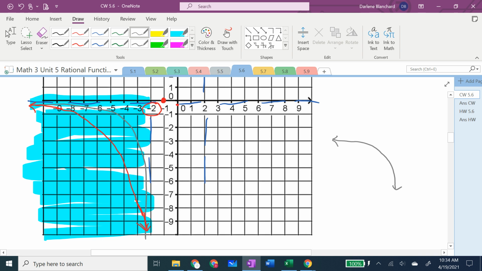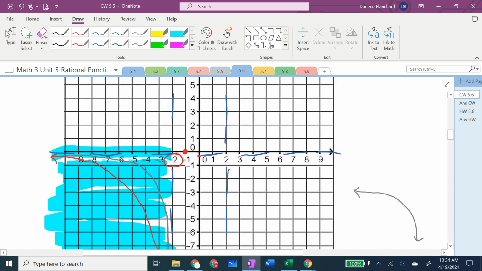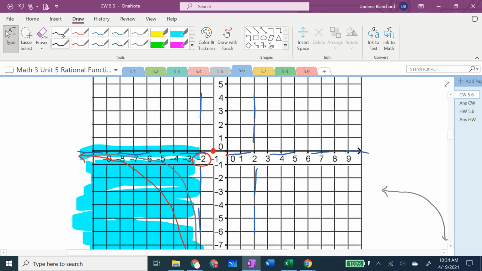Miss Blanche, I have a question. Yes. How did you know the left end was heading up and the right was heading down? Okay, so with the horizontal asymptote over here, when you're dealing with these rational functions, every asymptote you draw has two ends. The horizontal asymptote has a left and a right end.